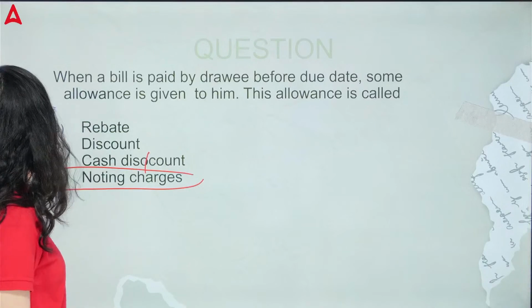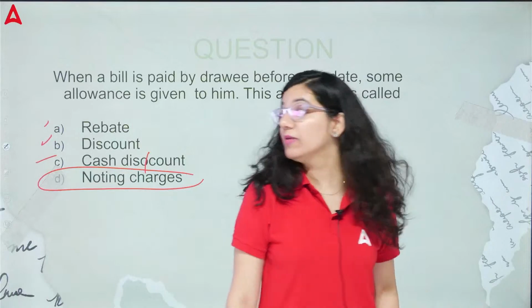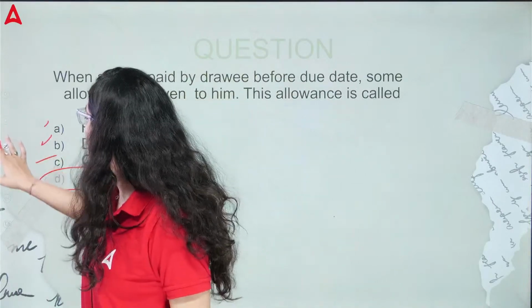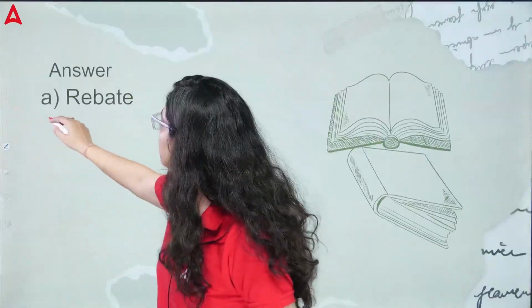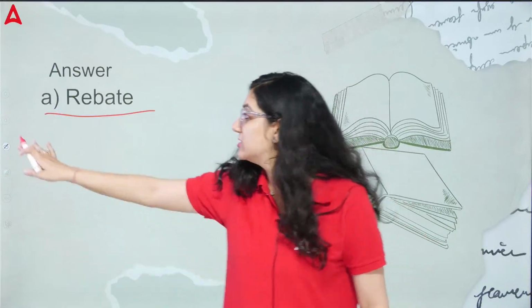Then come rebate, discount and cash discount. In this case, the person is paying before time. What we provide to him is called rebate. If someone pays you before time, it is called rebate.